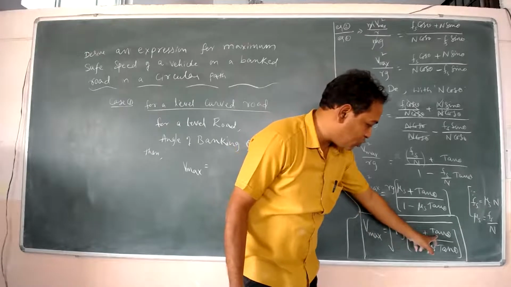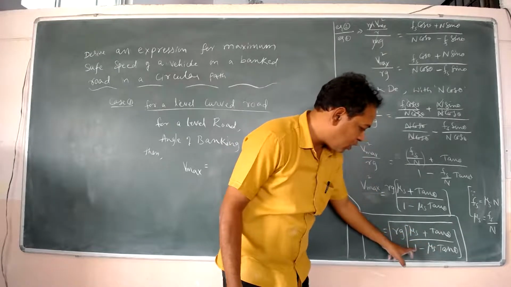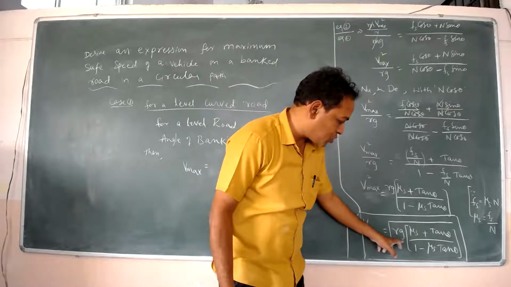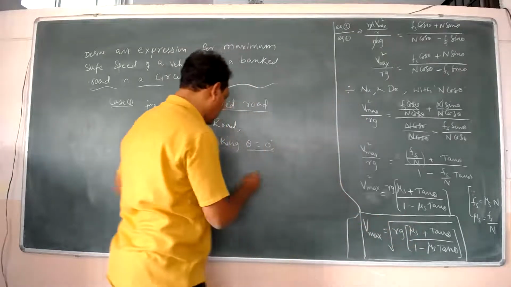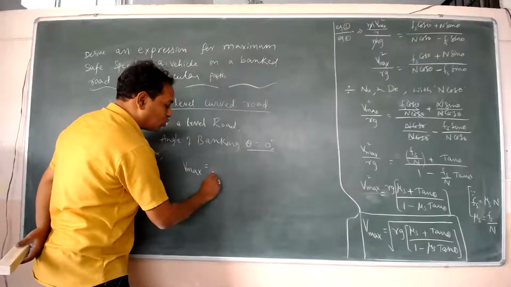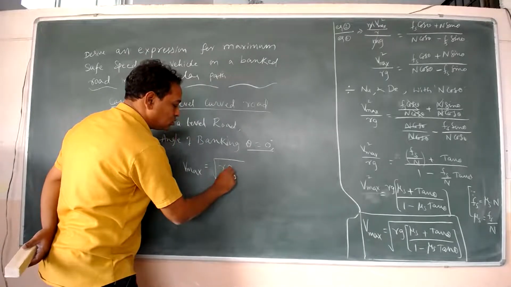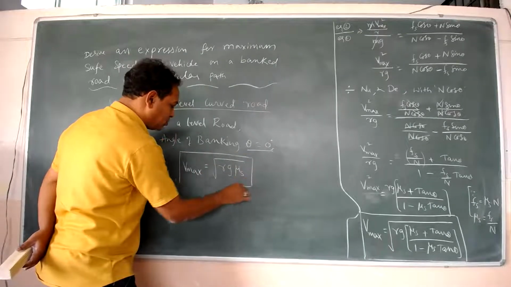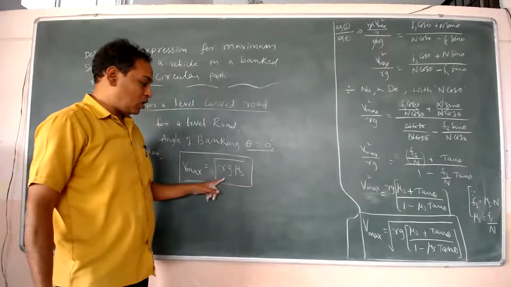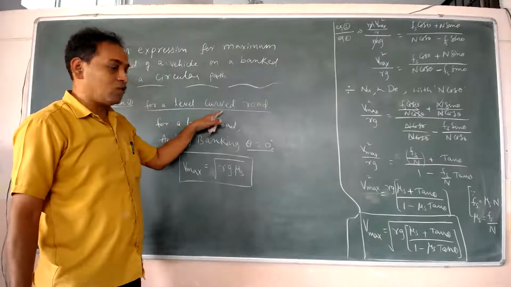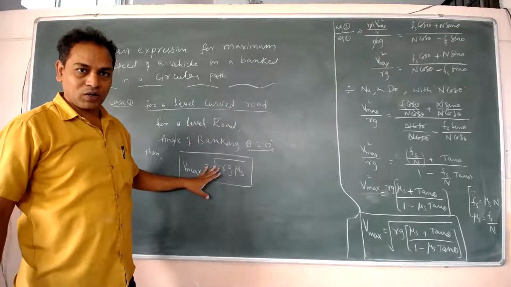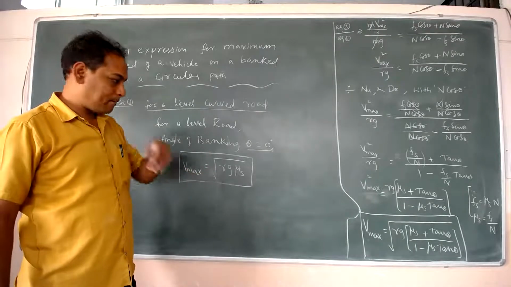Here tan theta is 0, and here also tan theta is 0. Only 1 is left here, and mu s is left here. So finally, from that equation, we get root of Rg mu s. This is the maximum speed of a vehicle on a level curved road. So this is the maximum safe speed we can say. Got it?